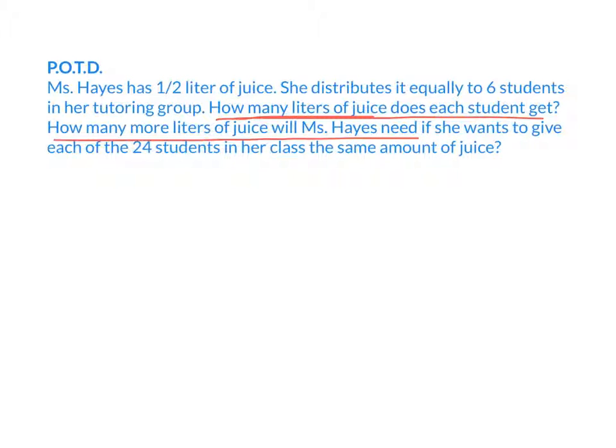Let's talk about one question at a time. Let's just talk about the first question first. How many liters of juice does each student get? Okay? What important information do we need in order to figure out how many liters of juice each student is going to get? Tarun? Altogether, she has half a liter. She's going to give it equally to 6 students. Good. So, she has half a liter altogether.